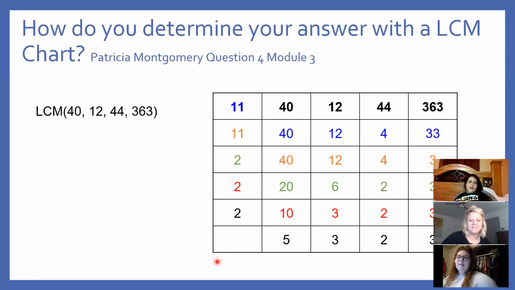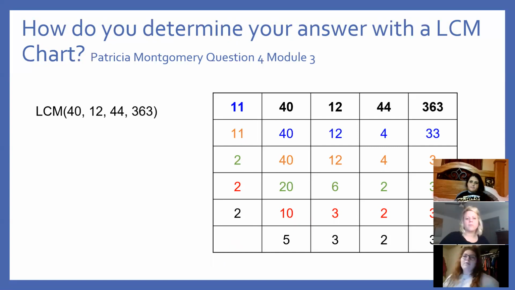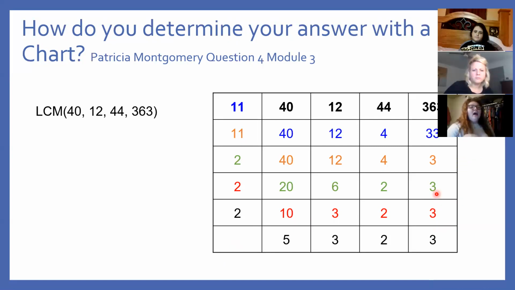Patricia, how do you determine your answer with the lowest common multiple chart? So like Robin just showed us how you would do it. I know when I was learning, I had a really hard time trying to keep all my numbers straight. So the way you're going to look at it, if you do fill it completely in, is you're just going to take all those numbers that are on that leftmost column, and then you're going to take all the ones that are on that bottom, and you're just going to count how many of each number you have.